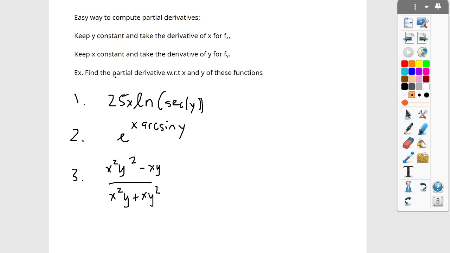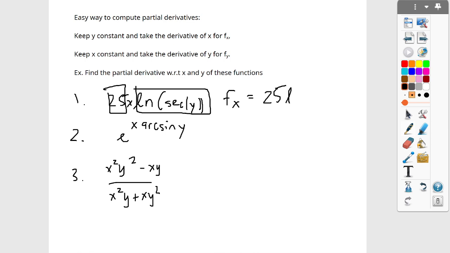Okay. Have you tried to compute the partial derivatives? Let's see if you got it right. So the first one is take f sub x of the first one. That would just be 25x natural log of the secant of y. So this and this is just a constant, right? Even though it's a function, it doesn't manipulate x, so it's just a constant. So we can take all of that out. So it actually becomes 25 times the natural log of the secant of y times x.